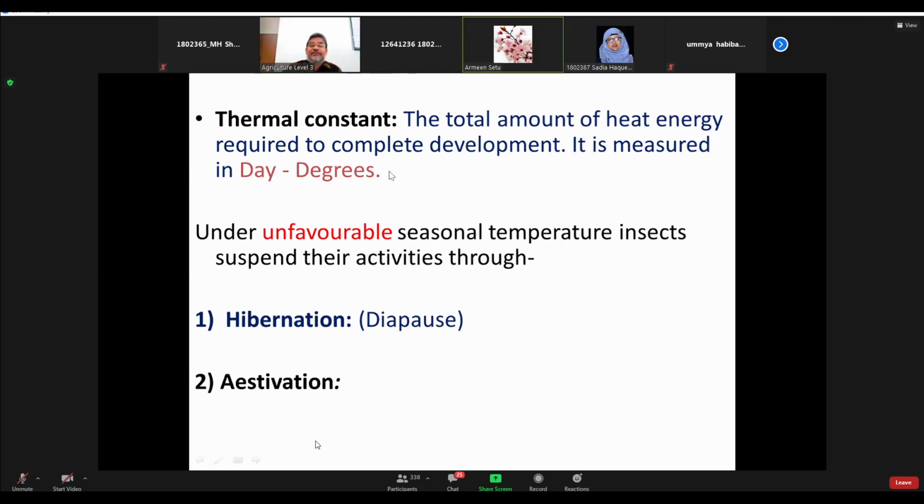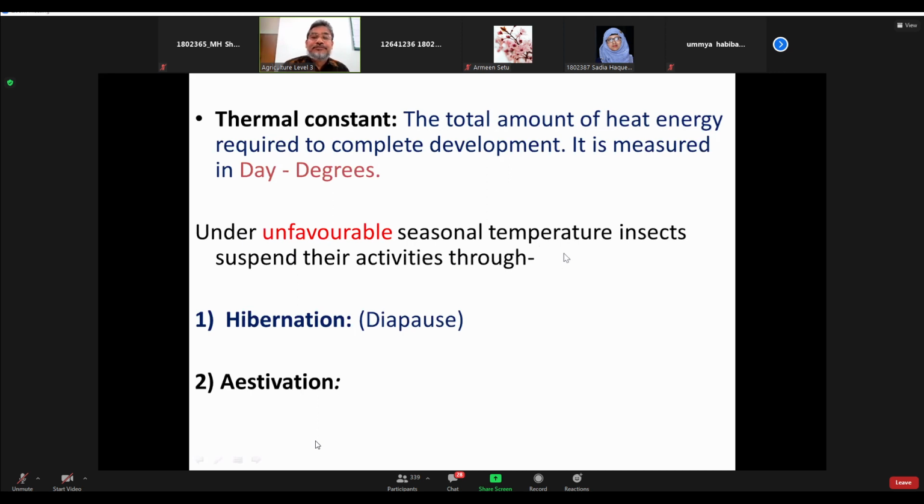It is specific for one species, it is true. But for another species it will be different. There are many species, hundreds and thousands of species in nature. All the insects have different degree days, different types of requirements for completion of their development. For different insects, their requirement is different.